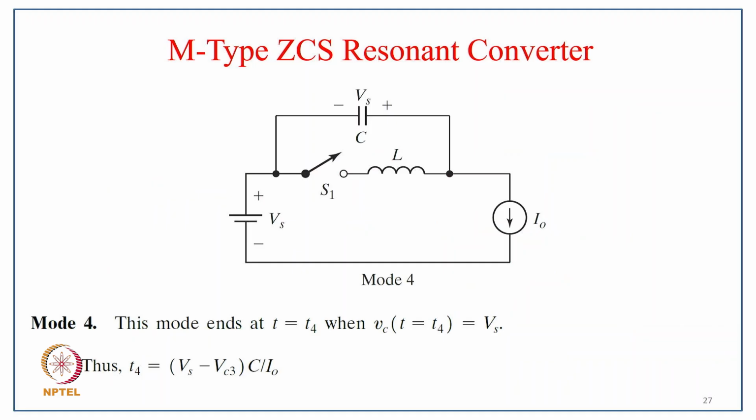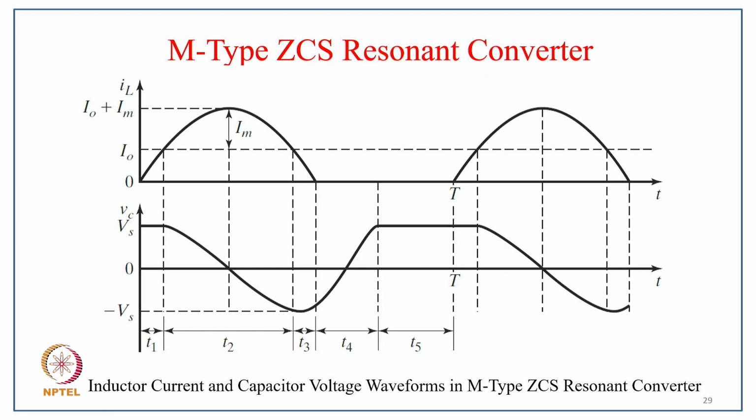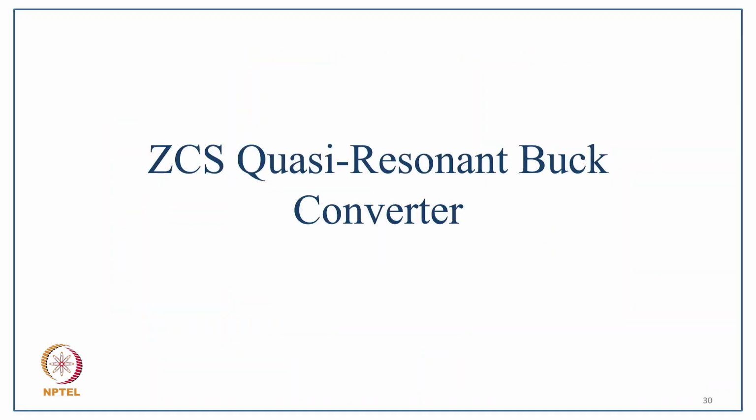And in the case of mode 4, you can see that when the switch is open, the mode ends at T equal to T4 and Vc equal to Vs, and thus T4 equals Vs minus V3 C divided by I0. And mode 5, the analysis is similar to mode 5 of L type ZVS, as you can see the capacitor in parallel. And these are the typical inductor current and capacitor voltage waveforms for all 5 modes, starting T1, T2, T3, T4 and T5.